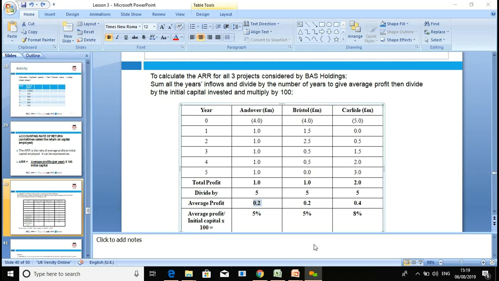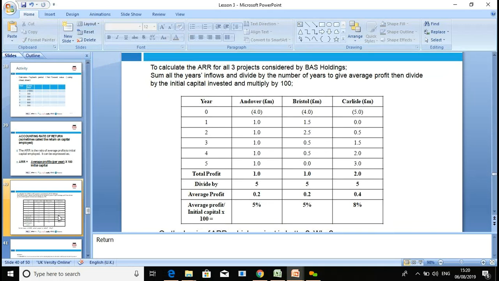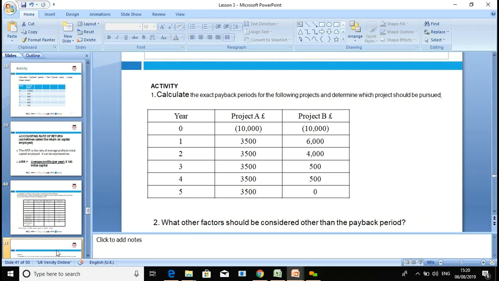So if I compare A, B, and C, which one has a higher return? C. C gives me 8% return, yes? Carlisle has the high return. I'll get more money back. Return means on this investment, I'm getting more money back. So C is the better one, yes? So I'll go for C.